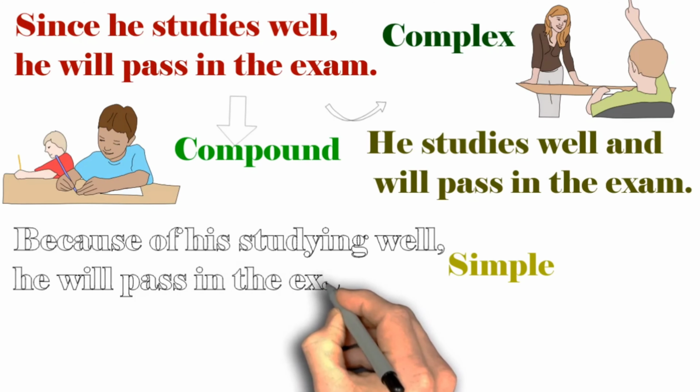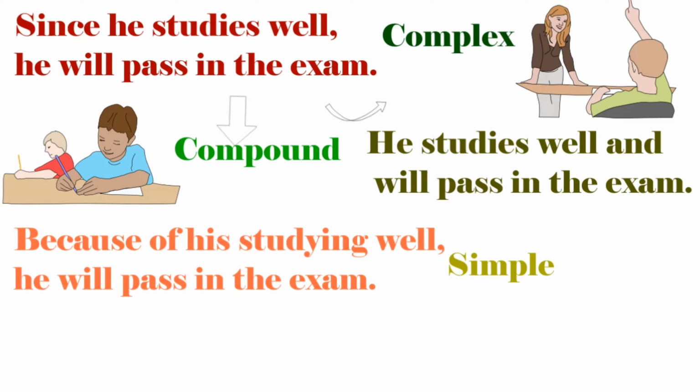So this is the right answer. This is a simple sentence because you see in this sentence we have just one subject and one finite verb. There is also a verb that is called studying, but here studying is a non-finite verb. That's why the sentence which has one subject and one finite verb is called a simple sentence.